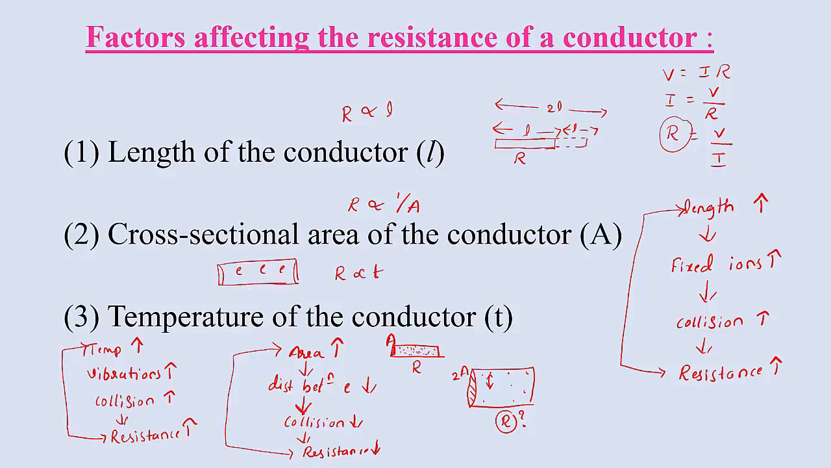So these are the three factors affecting the resistance of a conductor. What are they? Length of the conductor, cross-sectional area of the conductor, and temperature of the conductor. R is directly proportional to length, R is inversely proportional to cross-sectional area, and R is directly proportional to temperature of the conductor.